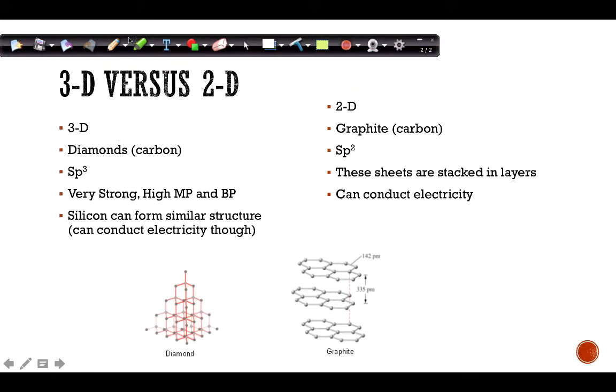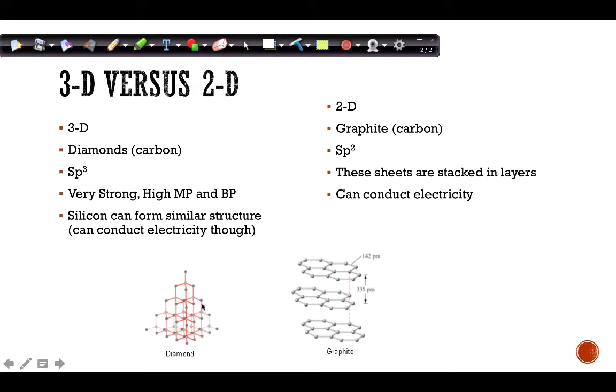Okay, so in these network substances, you can have a 3-dimensional shape and you can also have a 2-dimensional network. The 3-dimensional one can be found with diamonds. These carbon atoms actually sit there and they start bonding to each other and they create this kind of structure down here. So these are sp3 hybridized, and it leads to very, very strong bonds, and then that leads to high melting points and high boiling points. Silicon can do this as well, but silicon can actually conduct electricity.